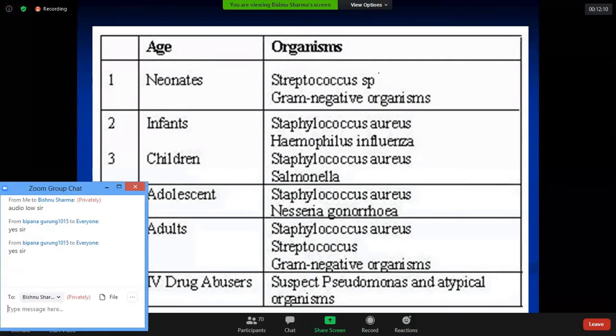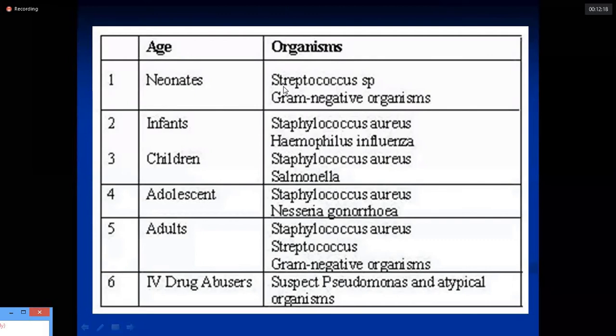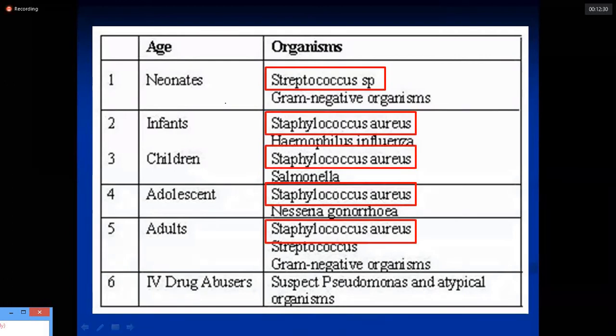Now talking about the causative organisms by age group, in the neonates it is usually the streptococcus, along with gram-negative organisms. In all the rest of the groups, infants, children, adolescents, and adults, it is the Staph aureus.